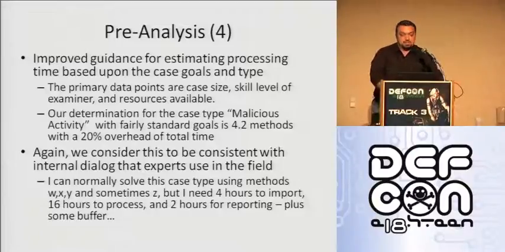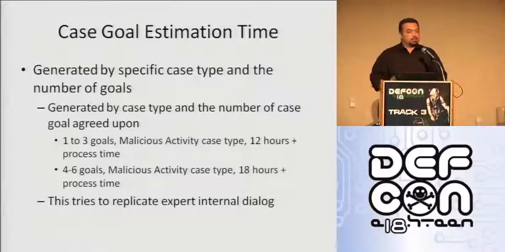And then again, this is what we mentioned at the beginning. It's the expert that goes through his head and says, this is what I usually do for this type of case. This is what I did last week. If I need to produce the registry report, the web browser history, and these other things, usually it takes me 5 hours processing time. I'm going to add a 2-hour buffer, and then I should be able to get the report done in 10 hours. And then the case goal estimation time, right?